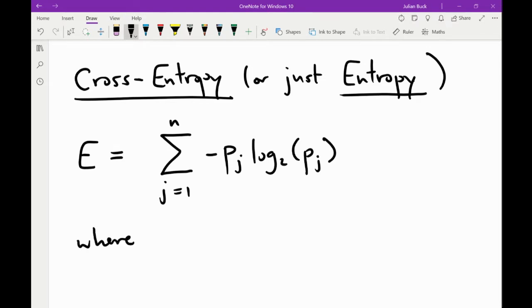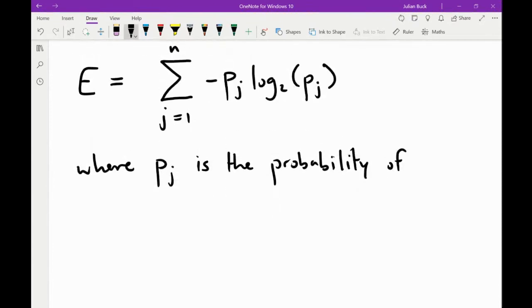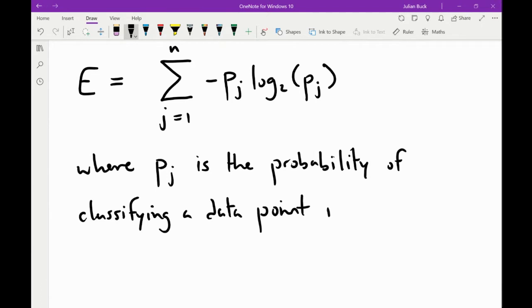Where p sub j is the probability of classifying a data point into class J.